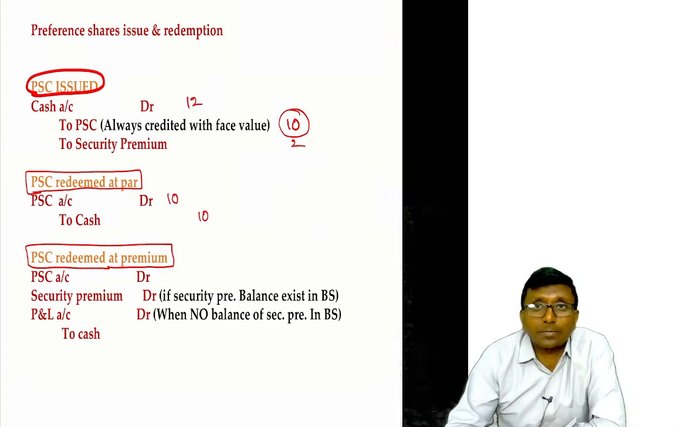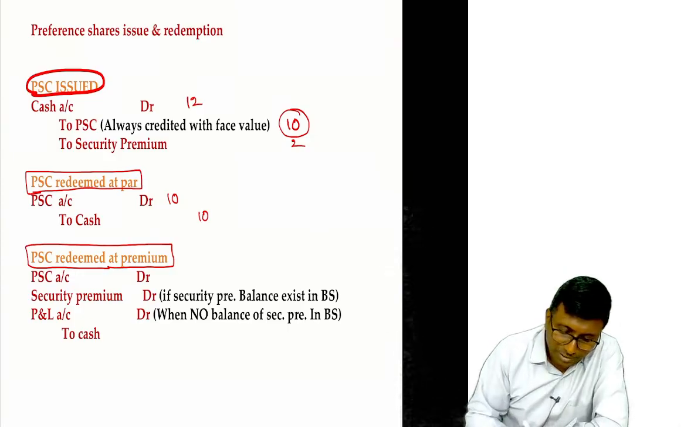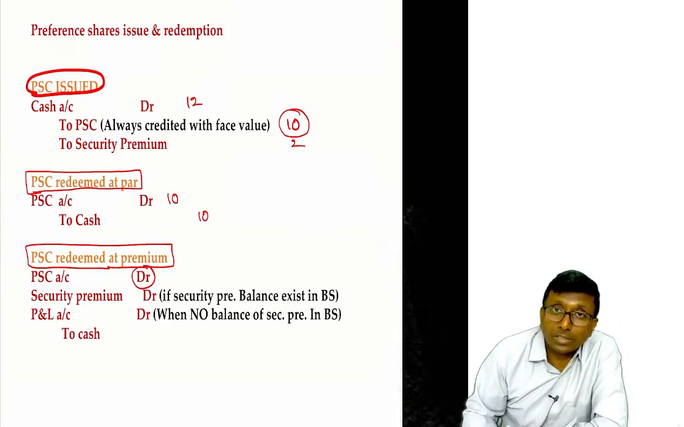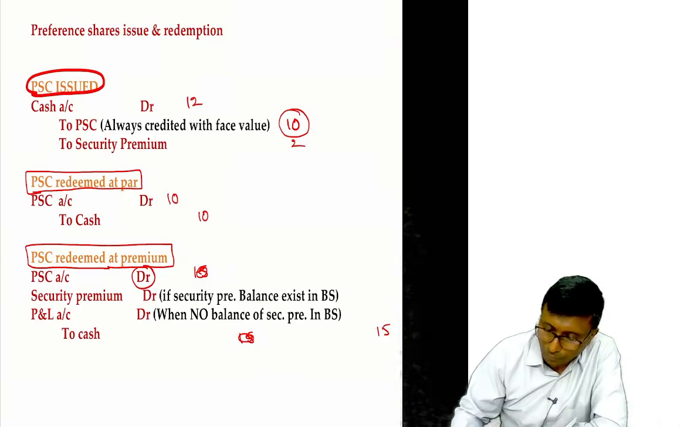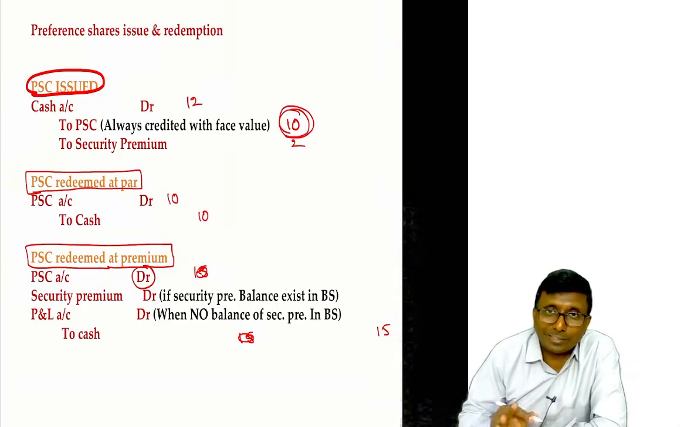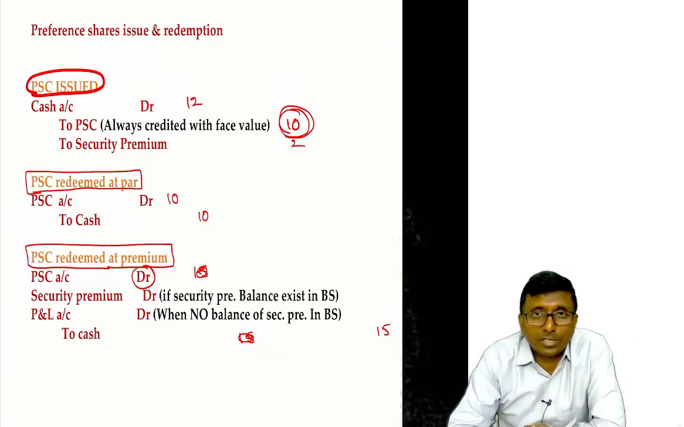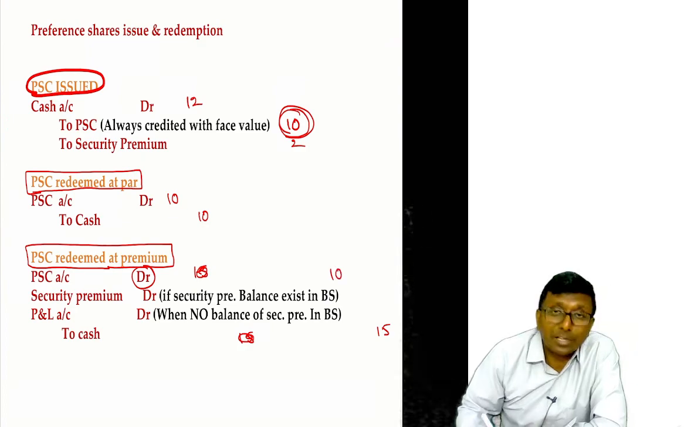Now I redeemed at premium. I paid excess money, sir. Super, not a problem. So preference share capital account debit. How much did you pay? Sir, I paid 15 rupees cash. Let me write it here. 15 rupees I paid. But preference share capital, you have accounted at what? 10 rupees. Only 10 can be removed. Once I redeem it, there are no preference shares. So preference share capital should be debited with 10.